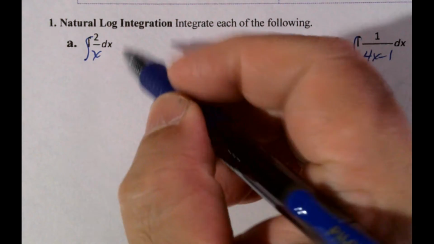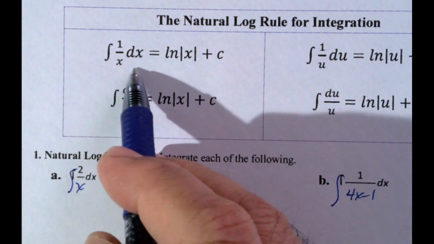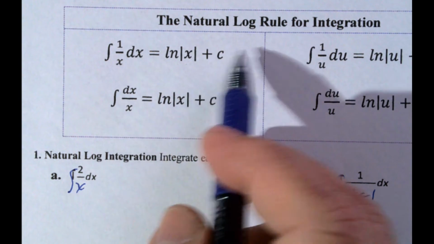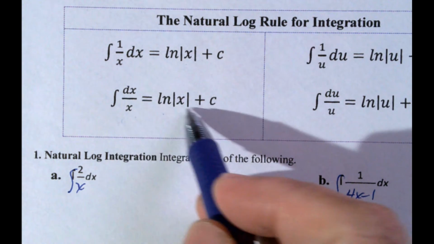Okay, so you should be already familiar with this. The integral of 1 over x is natural log of absolute value of x plus c. Or if I have dx over x, that's natural log of absolute value of x plus c.